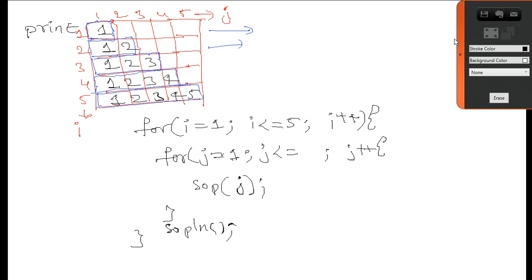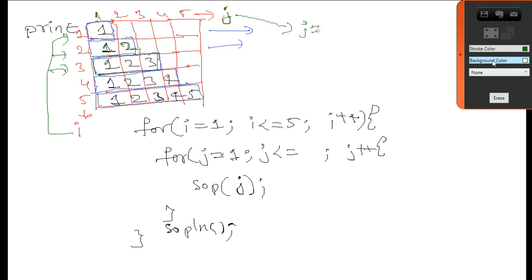Yes, but what is happening here? If you observe carefully, this is what you have to understand. The number of columns, meaning this j, depends upon the row. If I is equal to 1, j should run for only one time. If I is equal to 2, j should run for two times, 1, 2. If I is equal to 3, this j should run for 3 times, 1, 2, and 3. Like this. Got it?